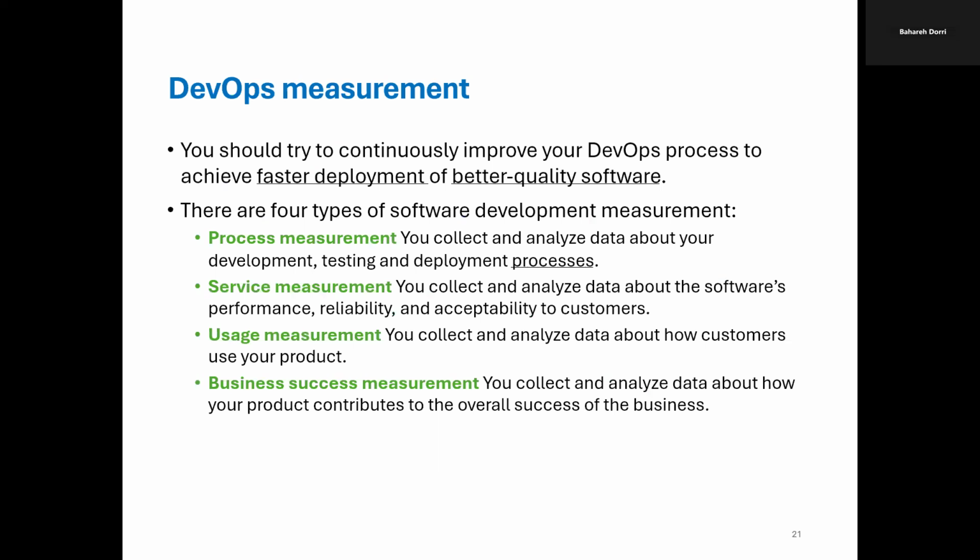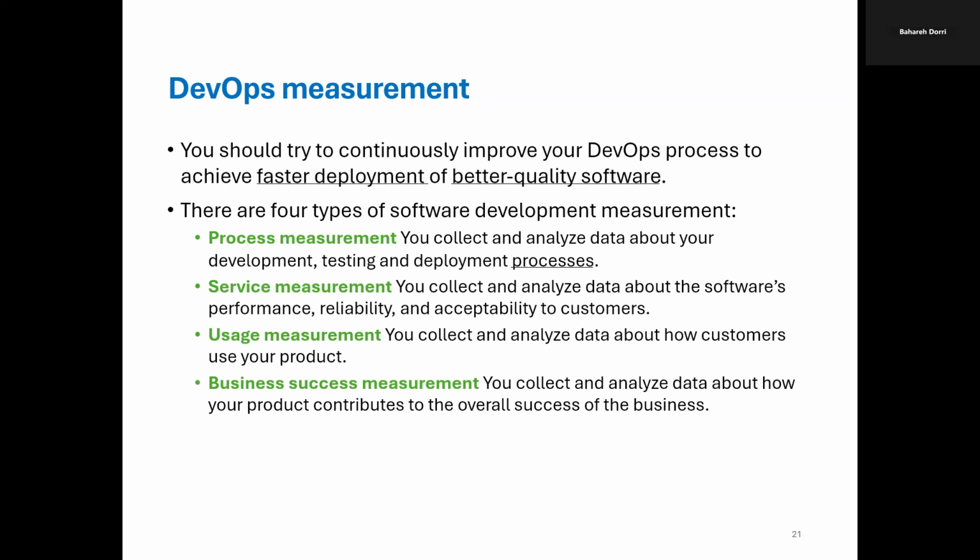So as you adopt DevOps practices, one thing to always keep in mind is that it's an ongoing process. You are never done. The goal is to continuously improve, to deploy faster with better quality and more confidence. Now, to actually know if you are improving, you need to measure, and not just one thing, but multiple dimensions of your software and your process. There are four main types of measurement we care about.